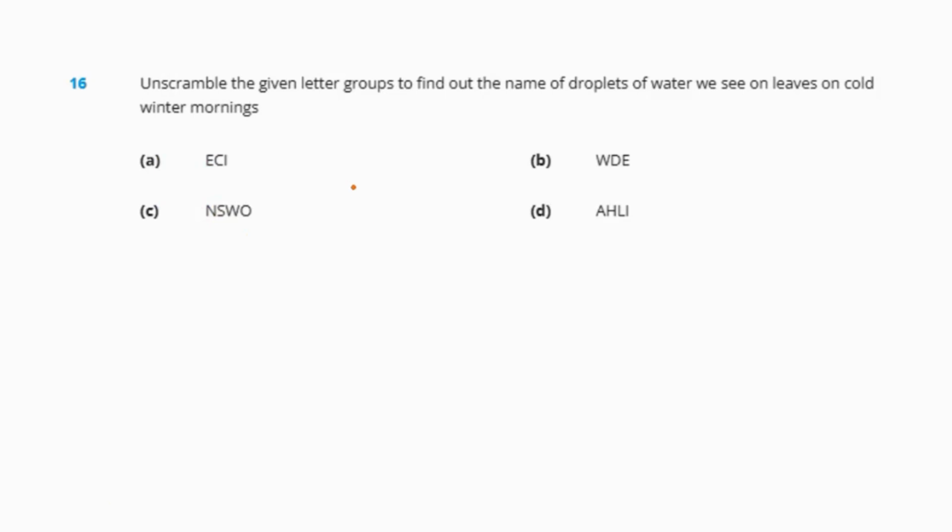Next, unscramble the given letter groups to find out the name of droplets of water we see on leaves on cold winter mornings. So first we will unscramble the words. First one, when you unscramble, you will get ice. Second one, you will get dew. Third one, you will get snow. And the fourth one is hail, that is hailstone, right? That is a type of precipitation only, hailstone during rain.